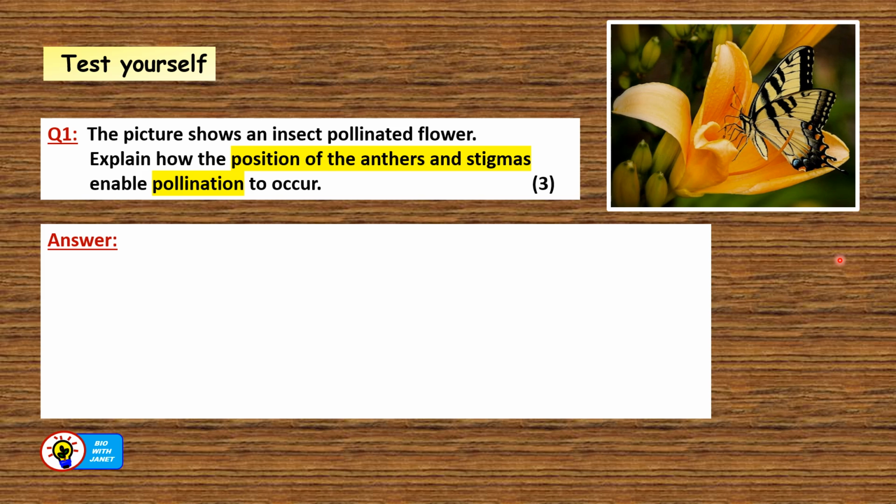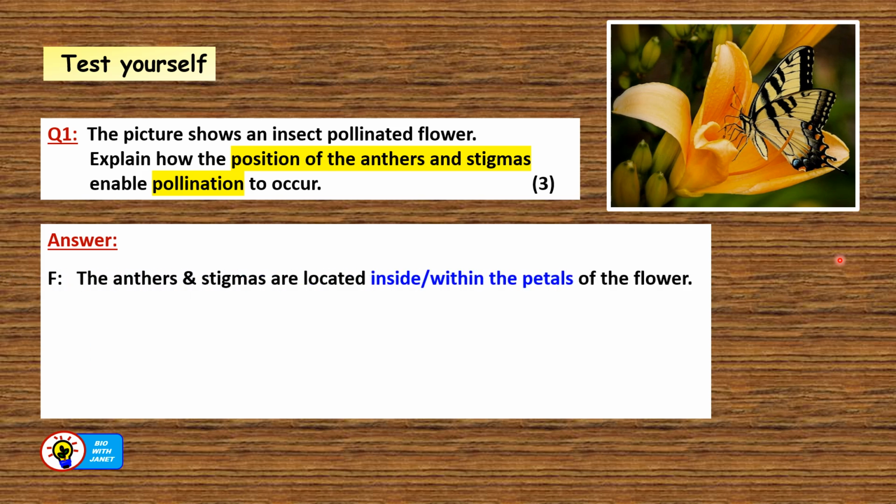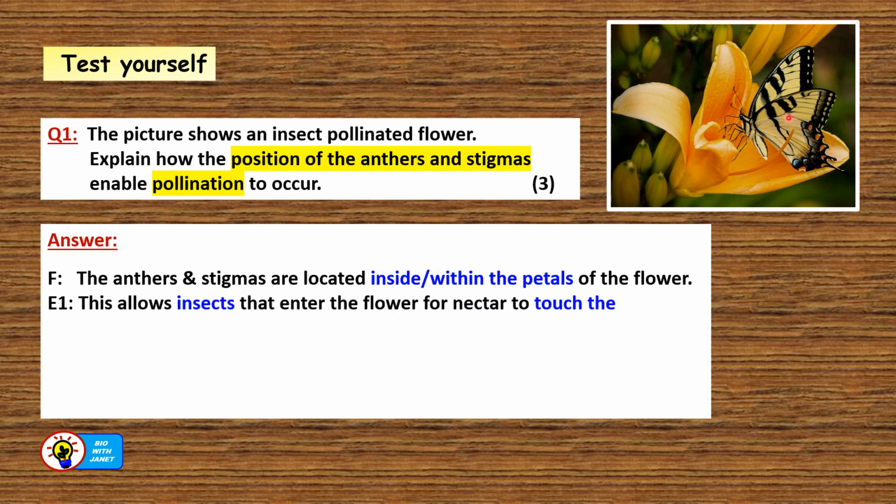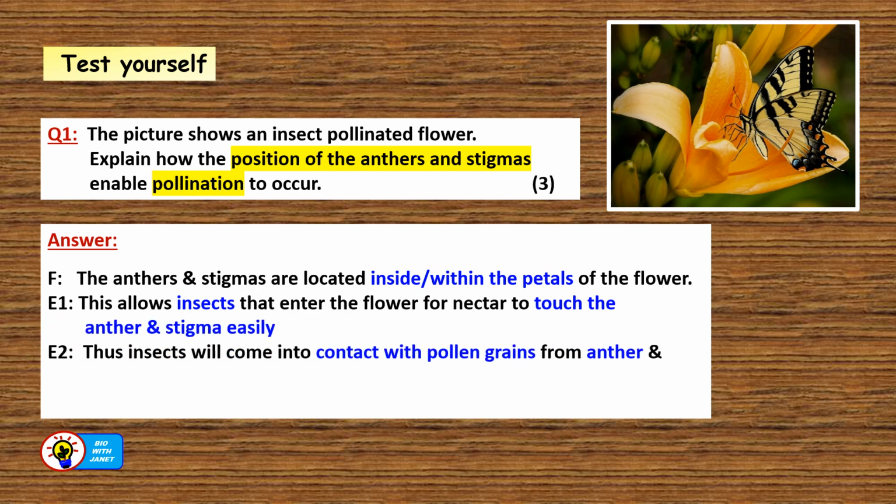Explain how position of anthers and stigmas enable pollination to occur. So firstly, we must explain the position of the anthers and stigmas first. We must take the position first and then explain how it enables pollination. Okay? So the anthers and stigmas are located inside within the petals of the flower and they are firmly held. This allows insects that enter the flower to search for nectar to touch the anther and stigma easily. Thus, the insects will come into contact with the pollen grains from the anther, and after that, they will transfer them to the stigma of the same flower or another flower.